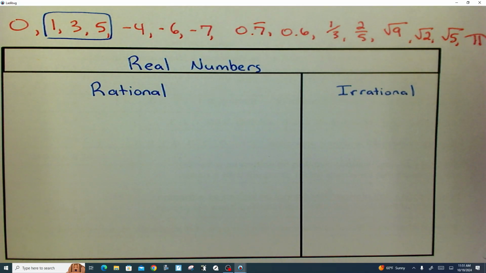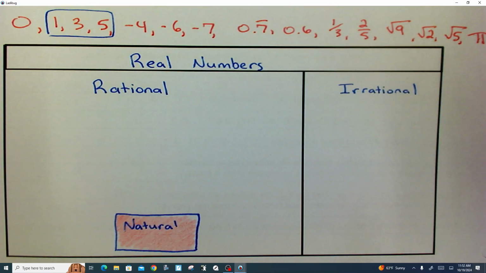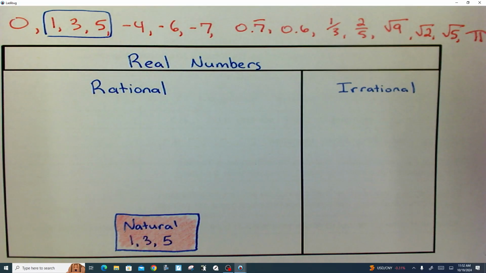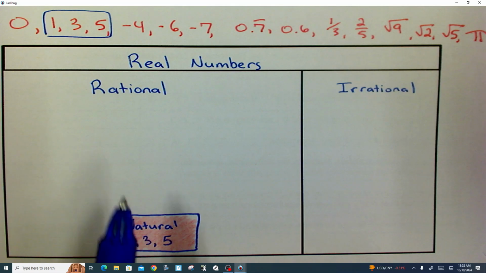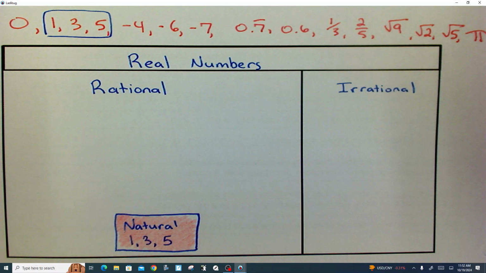They're not a negative whole number, it's not 0, there's no fractions, there's no decimals, definitely not pi. And so 1, 3, and 5 are our natural numbers. So we're going to make a small box down here. And everything inside of this red box will be our natural numbers, and the only ones that fit are 1, 3, and 5. So let's put those in. We know natural numbers should be a rational number, and that's why it's sitting right there.